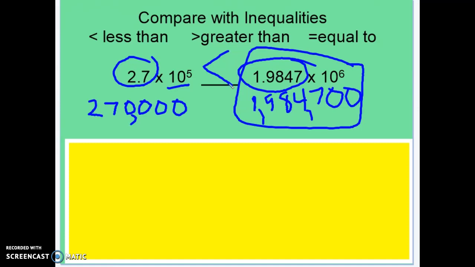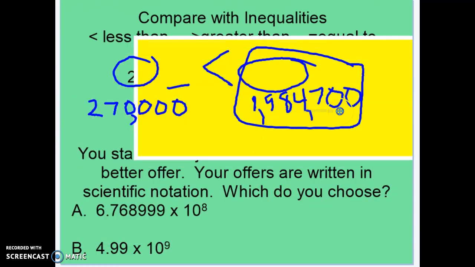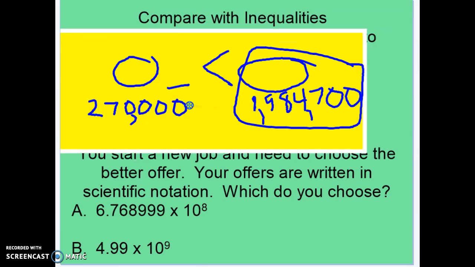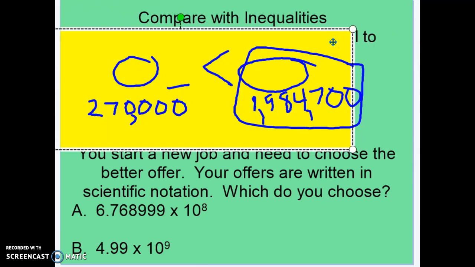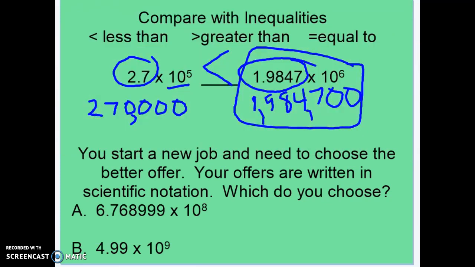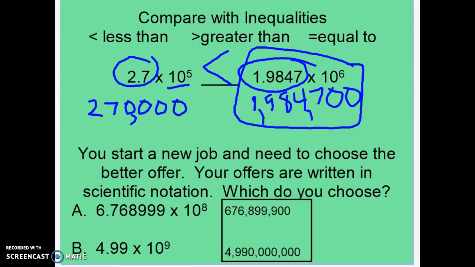So the next example is you're given an option for a job. And in that job, you're given 2 offers, but they're in scientific notation. So pause this, figure out what both of those numbers really are equal to, and then determine which one's the better deal. Many people take one look at this and say, oh, 6.7 is way bigger than 4.9. So they think A is the better option.